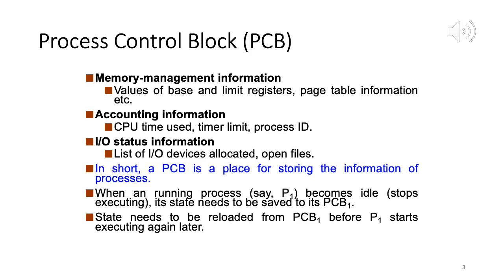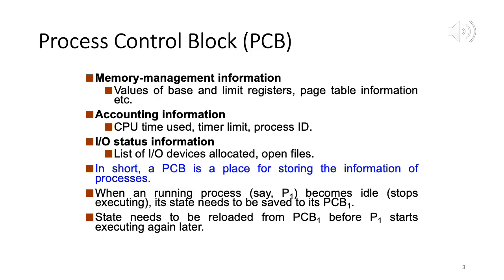Information about page table. So we divide memory into certain chunks, certain parts called pages, and page table is a data structure which shows our address mapping. So information on page table also is stored in the PCB. Accounting information: how much CPU time a process has used, what is the limit on its timer, what is the process ID. IO status information: list of IO devices allocated. So if a process is grabbing data from the disk, which is an IO device, then the data structures and various values related to that disk will be stored in the PCB, right?